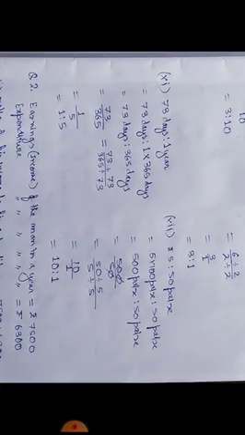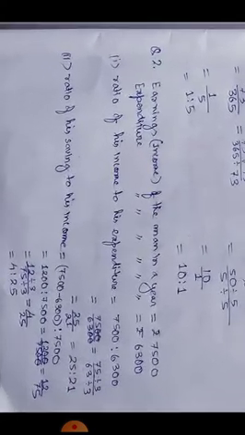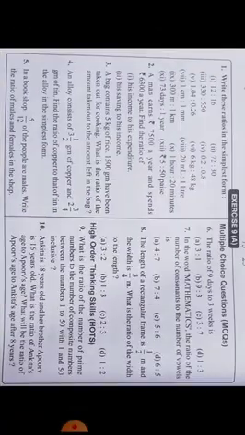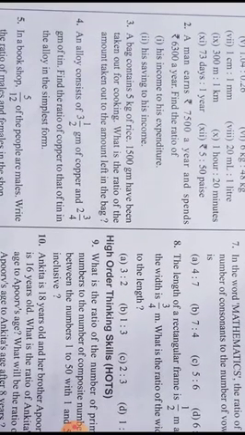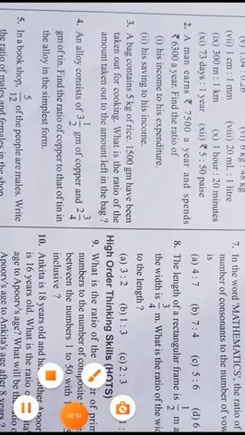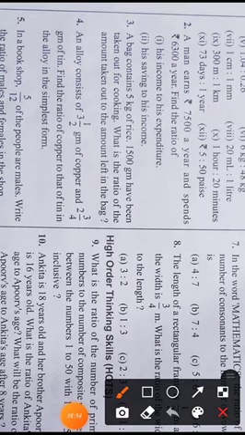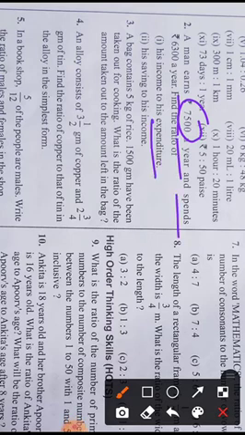Now we'll see another question, question number 2. You can see in question number 2 what is given. A man earns rupees 7,500. Earns means income in a year, and spends means expenditure, rupees 6,300 a year.